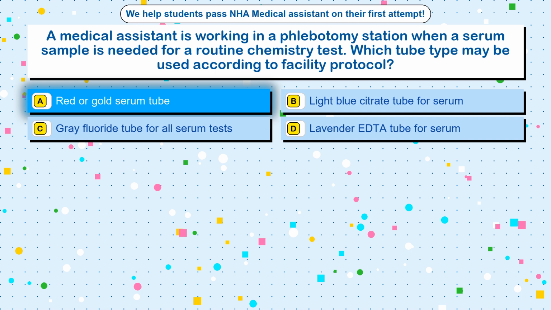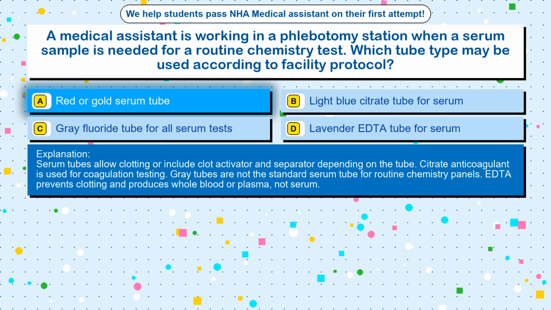The correct answer is option A, red or gold serum tube. Serum tubes allow clotting or include clot activator and separator depending on the tube. Citrate anticoagulant is used for coagulation testing. Gray tubes are not the standard serum tube for routine chemistry panels. EDTA prevents clotting and produces whole blood or plasma, not serum.